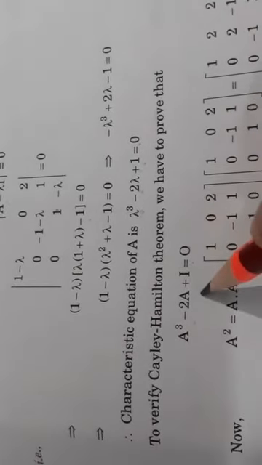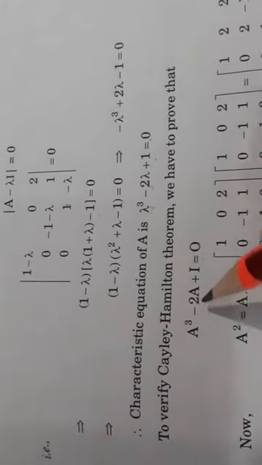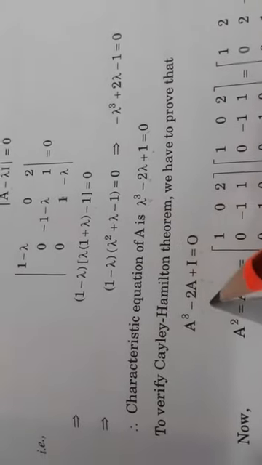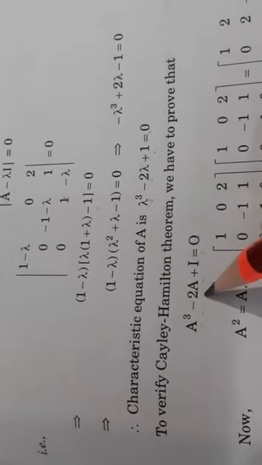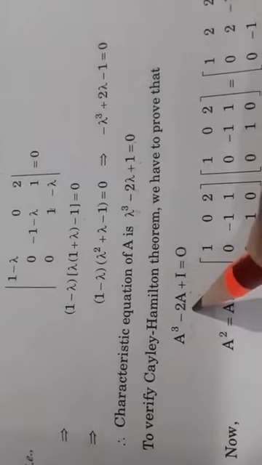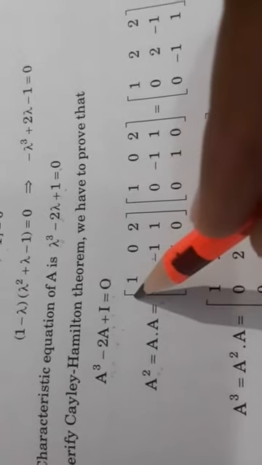To prove this, first we calculate the values of A cube and 2A and put them in the left hand side of this equation. If after calculating it becomes the 0 matrix, then we say the Cayley-Hamilton theorem is verified. Now to find A cube, first we find A square. A square means A into A. Now this matrix into this matrix. How to multiply? This into this.